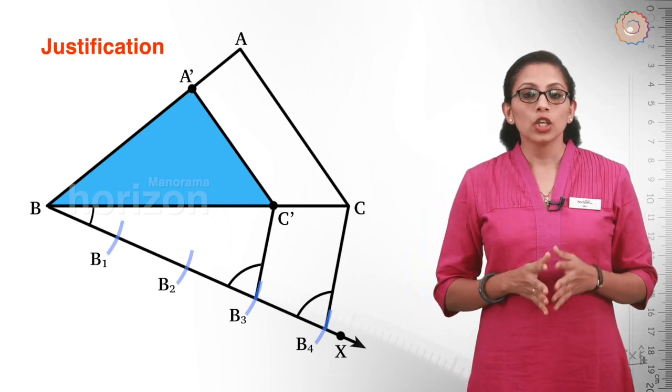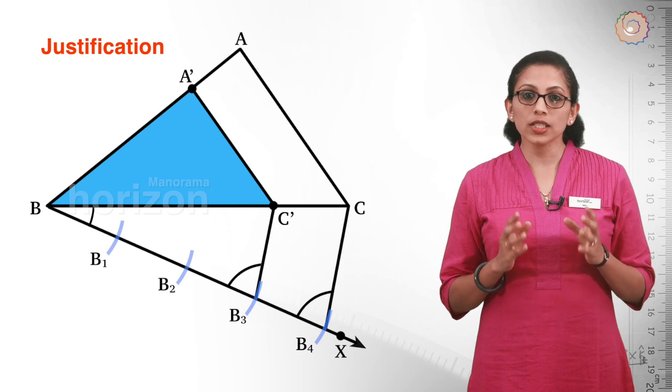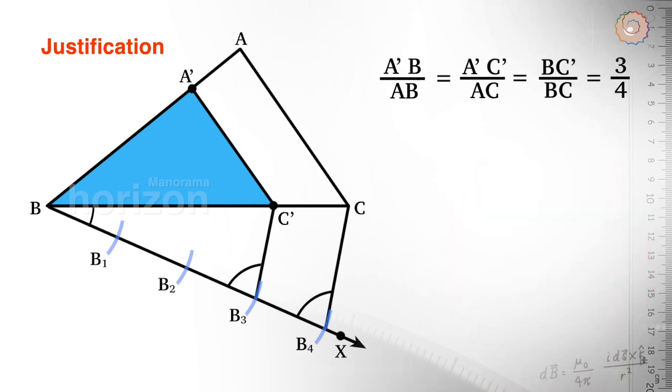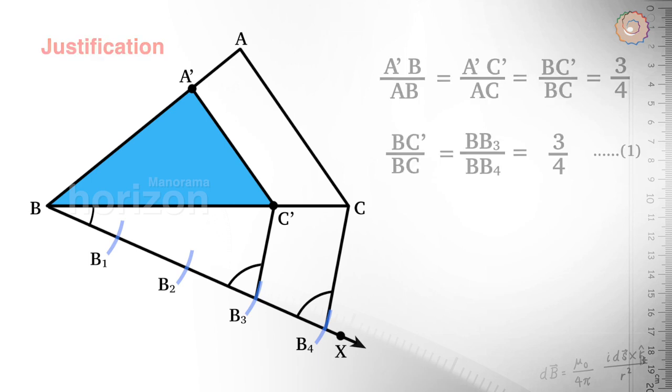Refer to the figure. To prove, since the scale factor is 3 by 4, we need to prove A dash B by AB is equal to A dash C dash by AC is equal to B C dash by BC is equal to 3 by 4. By construction, B C dash by BC is equal to BB3 by BB4, which is equal to 3 by 4. Mark it as equation number 1.